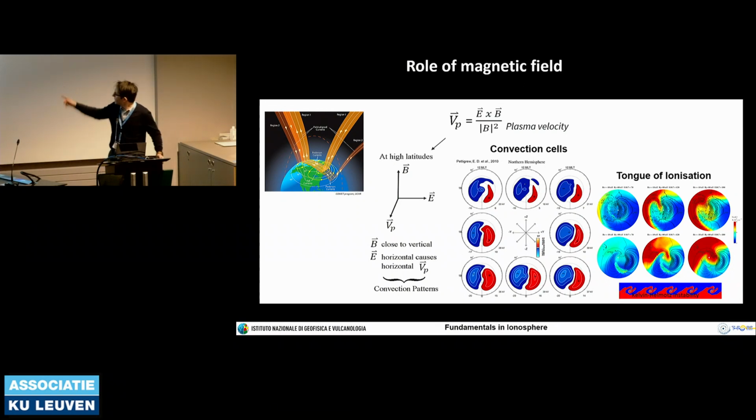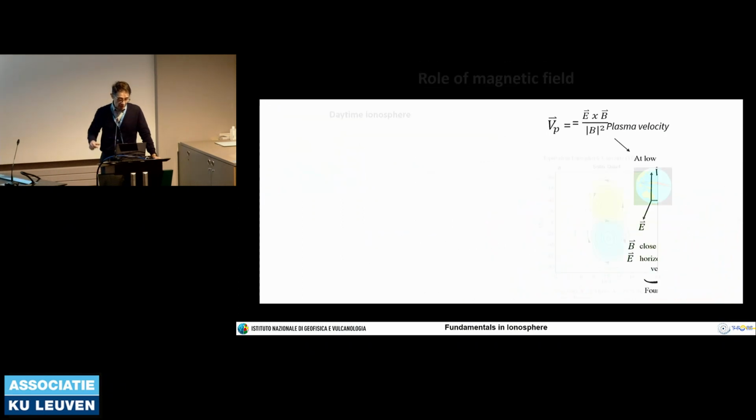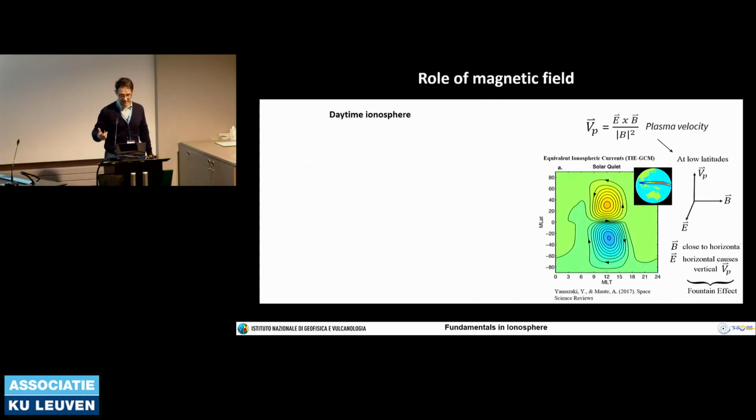It's very important because it creates gradients of density, which is the main trigger of some instabilities, like for instance the Kelvin-Helmholtz instabilities you have heard about from Stefan before. The situation at low latitudes is different.